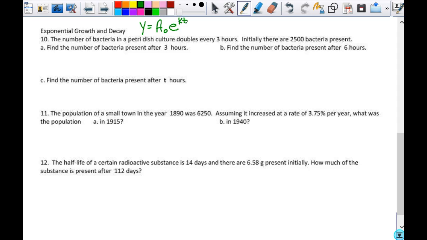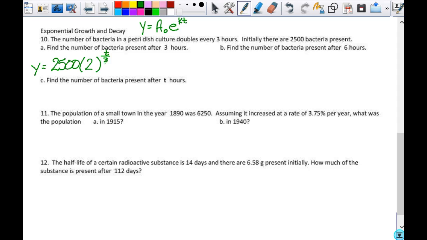So in order to figure out the number of bacteria present after 3 hours, or after 6 hours, I can figure that out by figuring out k, but it's totally not necessary. It says the number of bacteria in a petri dish culture doubles every 3 hours, right? So it's going to take 3 hours for it to double. Well, since it's doubling, the base of my exponent is 2, right? And I start with 2,500. So y equals 2,500 times 2 to some power, right? Well, if it's going to double after 3 hours, then my exponent would have to be 1 after 3 hours, right? And if my time is going to be hours, it would have to be t over 3. So if I substituted in 3, I'd have 2 to the first power, so it would double in 3 hours.